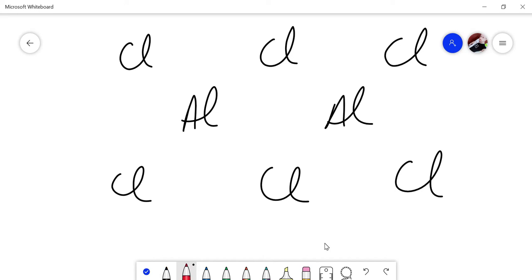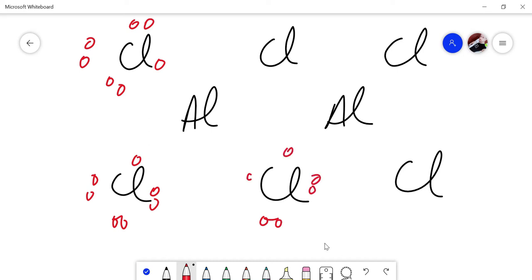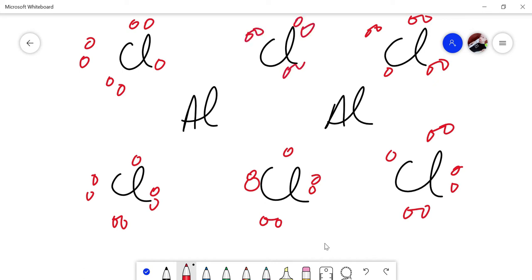How many electrons are there in every chloride? 1, 2, 3, 4, 5, 6, and 7. Every chloride will have 7 electrons drawn around it, the same for each one. Right?